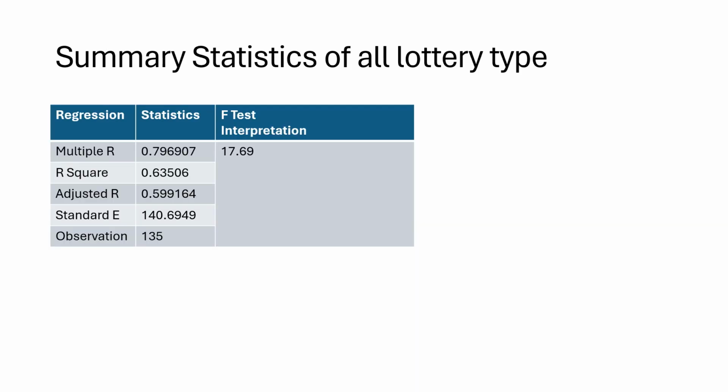Looking at the regression analysis of the summary statistics for all the lottery types, we can say that the larger the value of R square, the better the regression model fits the observations. Looking at the final result, the R square is around 63%, which represents the smaller difference between the observed data and the fitted values. So this is one of the regression analysis results from the lottery data.